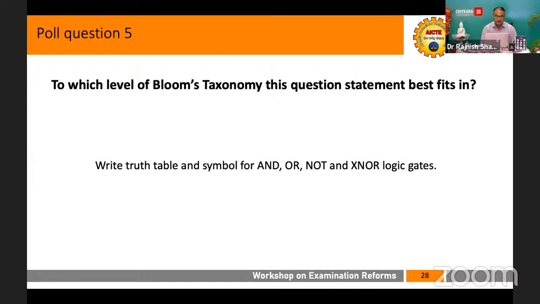Now people, this question, I'm very sure the people from CSE background or ECE background would be able to understand very well. People from other backgrounds like mechanical, who may not deal with these logic gates very frequently, but still by reading this question statement, you should be able to understand what is being asked. The student is expected to write something and then draw something, right? The student is supposed to write something and draw something. To which level of Bloom's taxonomy will this question fit?